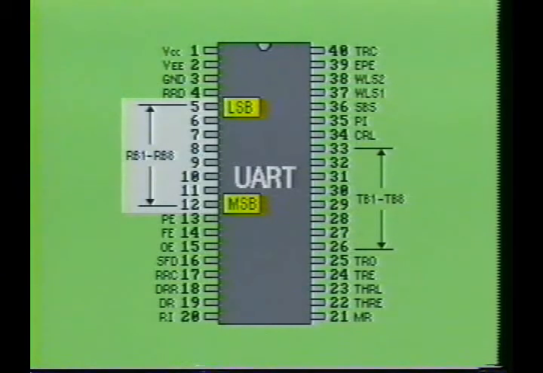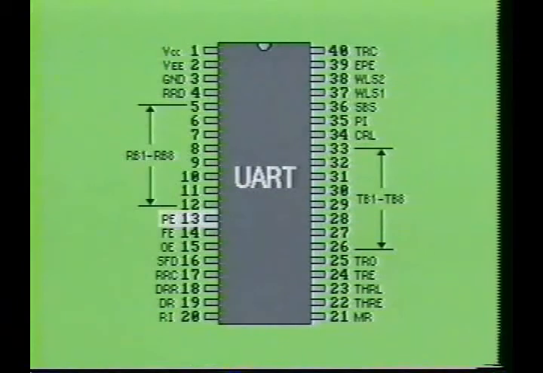Pins 5 through 12, which are labeled RB1 to RB8, are the receiver data output lines. The data received from the serial input pin is converted to parallel form, then transferred through pins 5 through 12 to the microprocessor. Pin 5 is the least significant bit, and pin 12 is the most significant bit.